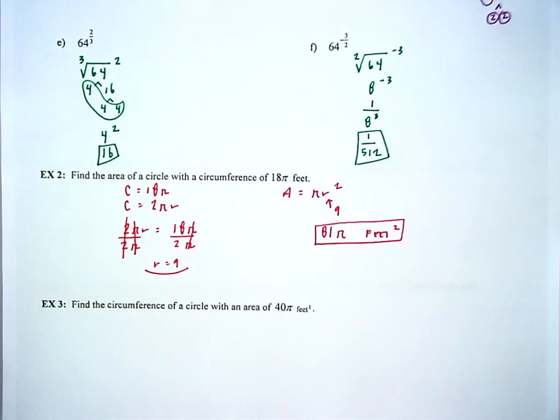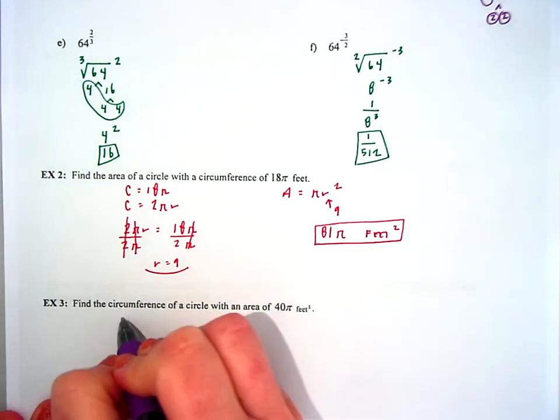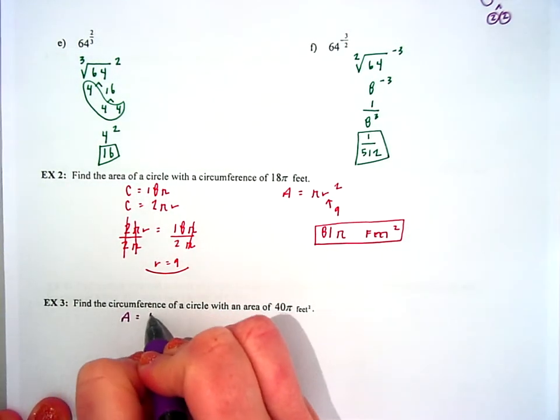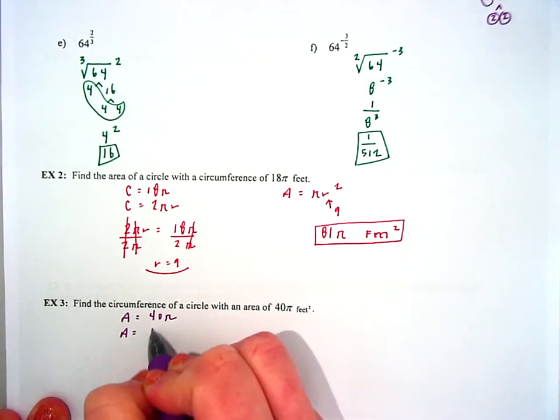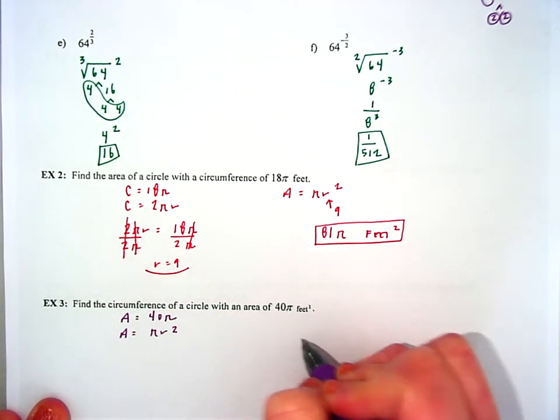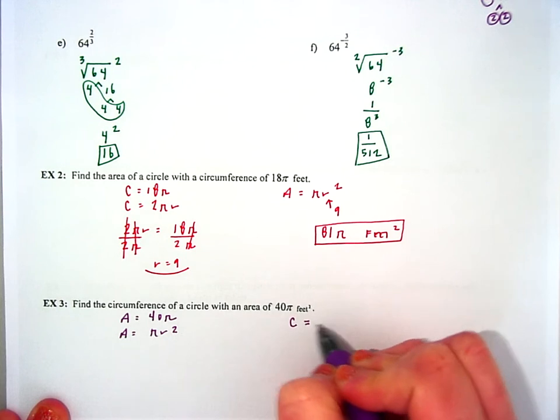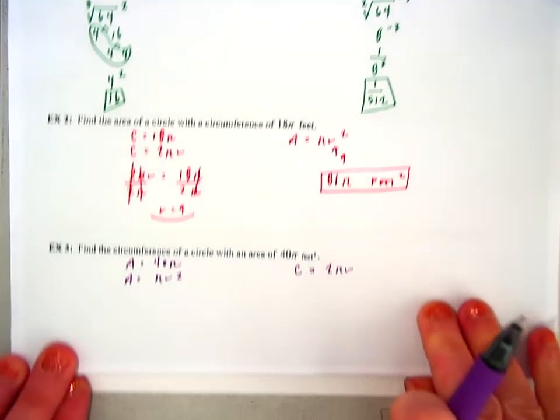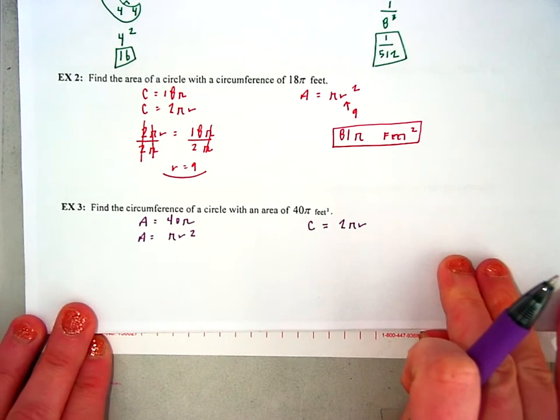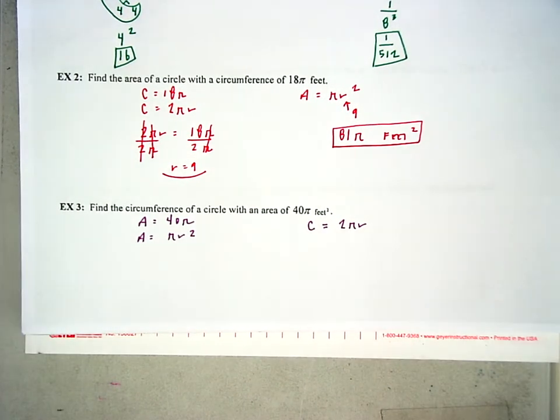Okay, find the circumference of a circle when we know its area is 40 pi square feet. So I'm going to do the same thing, right? I know that my area, right, we're told that it's 40 pi. I know its formula is pi r squared, but we want our circumference this time, which is 2 pi r. So I have both of my formulas laid out. I know that the key is finding the radius.